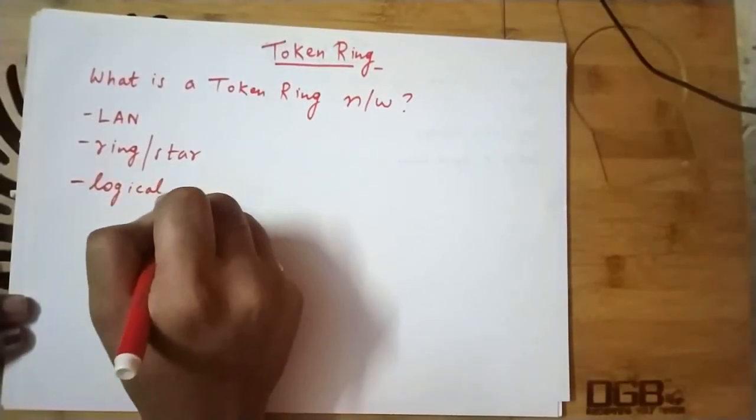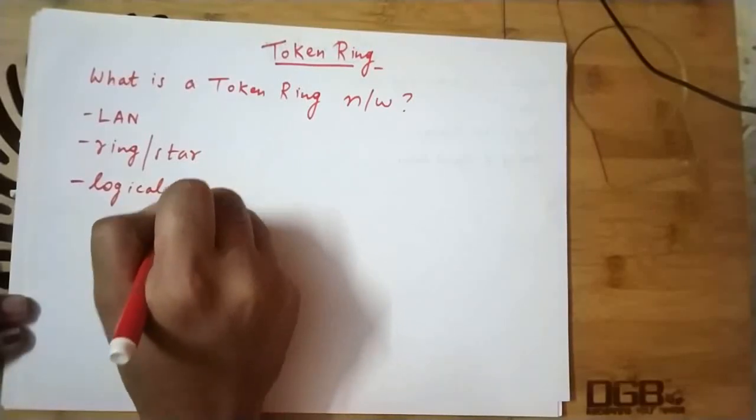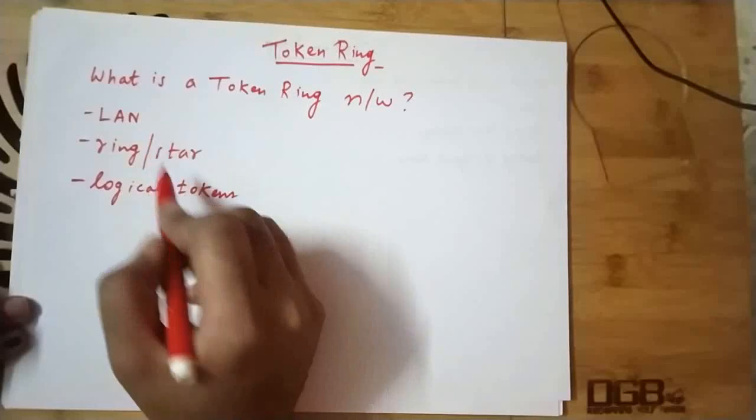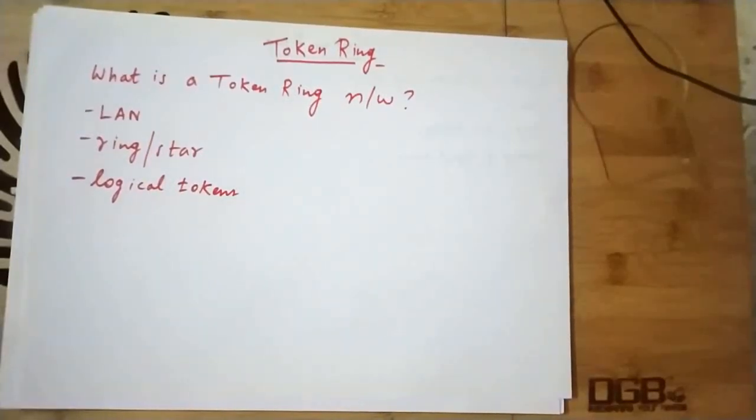The definition which I just mentioned, I have noted down the key points. Now let's understand each of these points one by one. The first point is a token ring is a LAN. This implies that a token ring network will essentially be used for short distance communication.